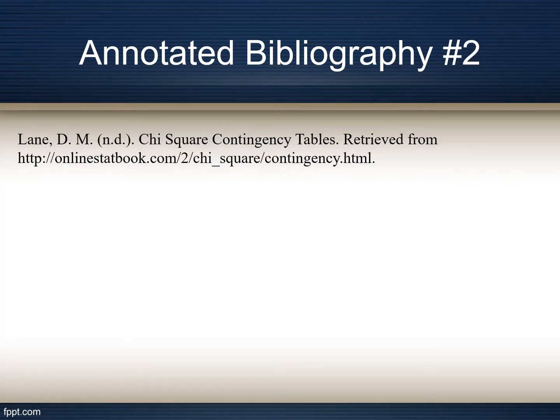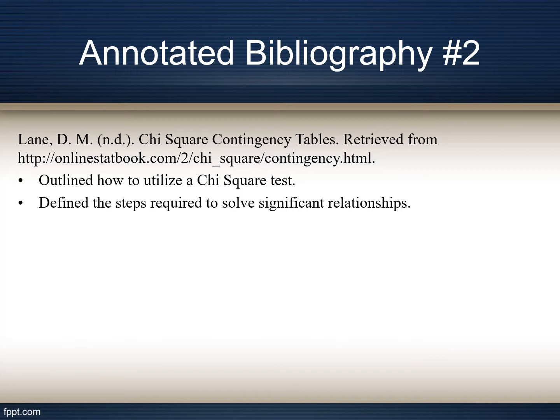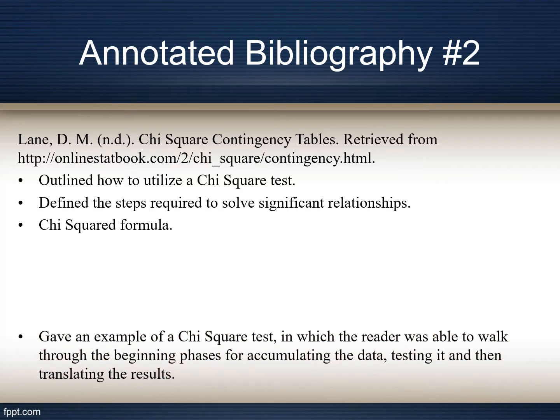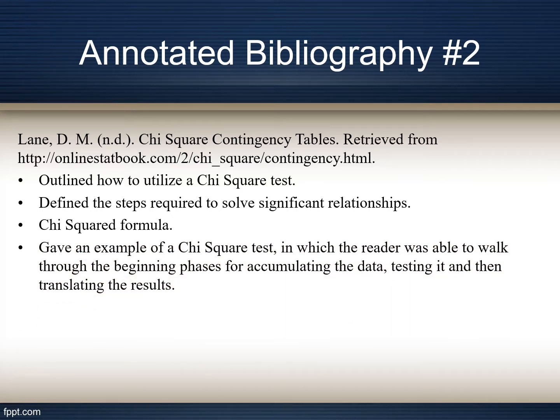The next resource was the chi-squared contingency tables by D.M. Lane. This resource in particular outlined how to utilize the chi-square test, defined the steps required to solve significant relationships, gave me a chi-squared formula, and also gave an example of a chi-square test in which the reader was able to walk through the beginning phases for accumulating the data, testing it, and then translating the results.